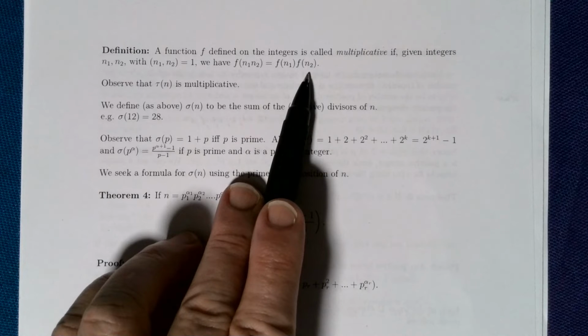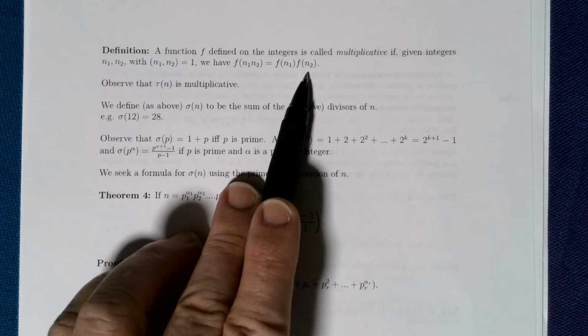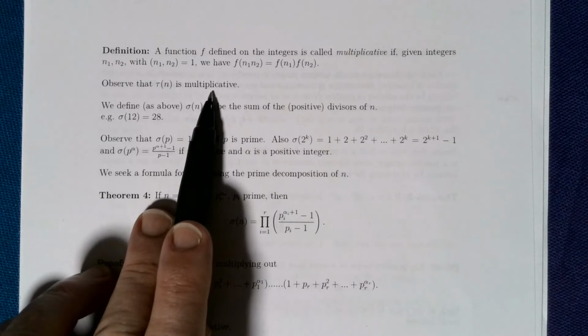Now it turns out lots and lots of interesting arithmetic functions turn out to be multiplicative, and so it's a useful term. Tau of n in particular is multiplicative. You can see that without too much work.